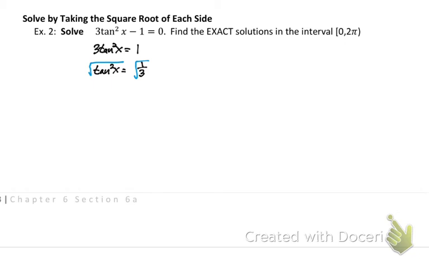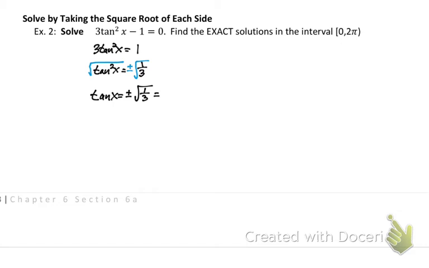I am the one that took the square root of both sides. When you are the one that took the square root, you need to add something in front of the square root you created. We need to include the plus or minus. So when you take the square root of both sides, you must include plus or minus. So to get this one 100% correct, you're going to have to say tangent x equals plus or minus the square root of 1 over 3.